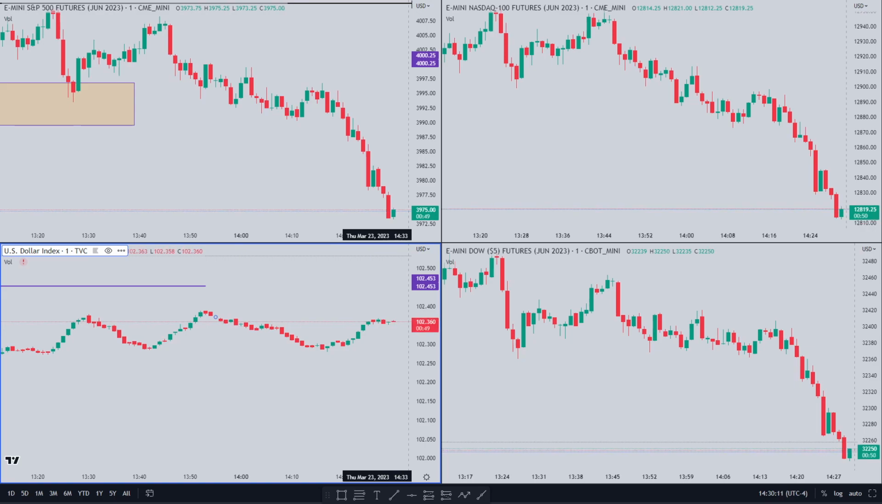Order blocks, fair value gaps, all those things. If you don't have the direction right, and that doesn't mean bias, okay? It doesn't mean bias. It means where's the next draw on liquidity, because you can trade without a bias, okay?